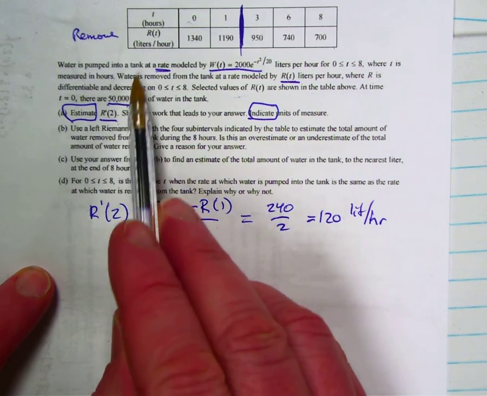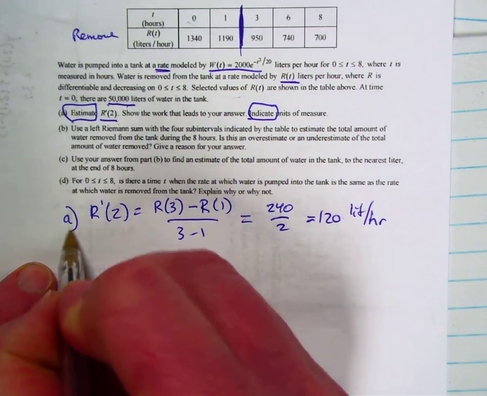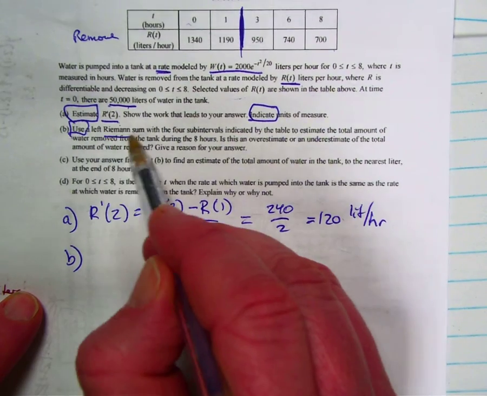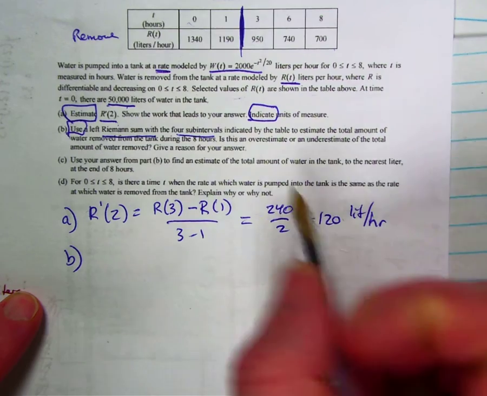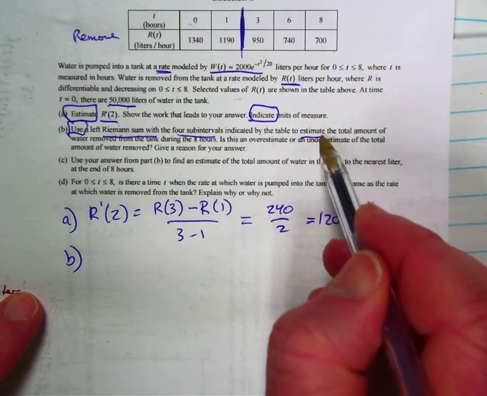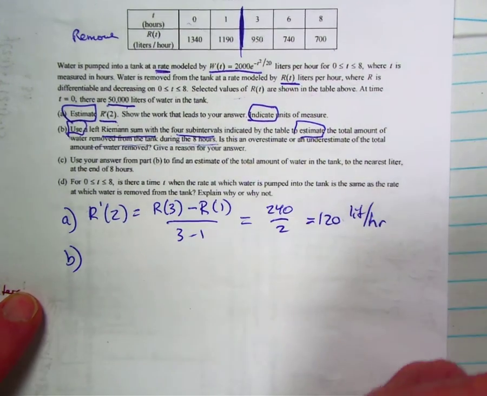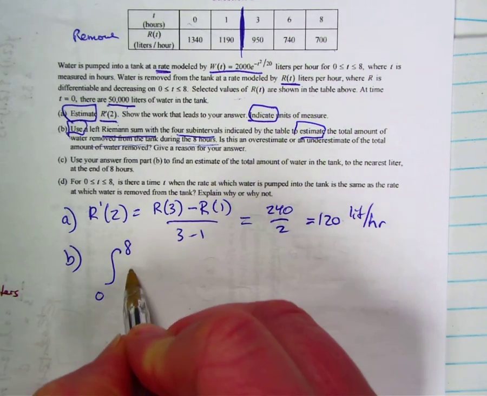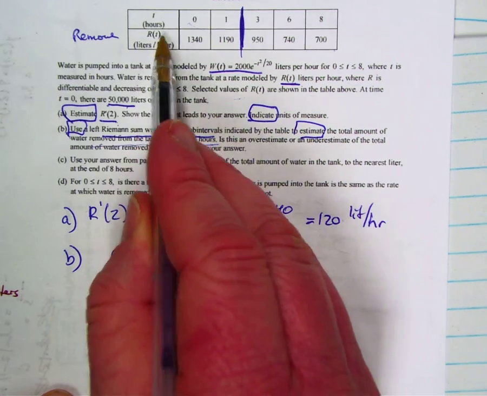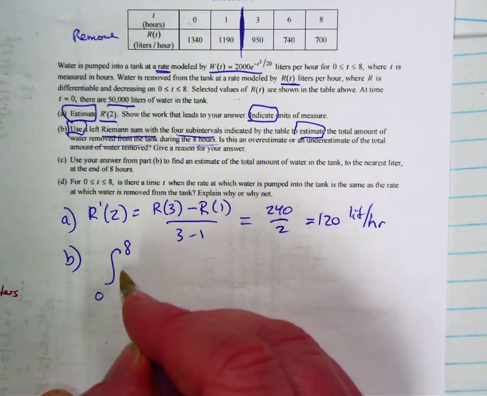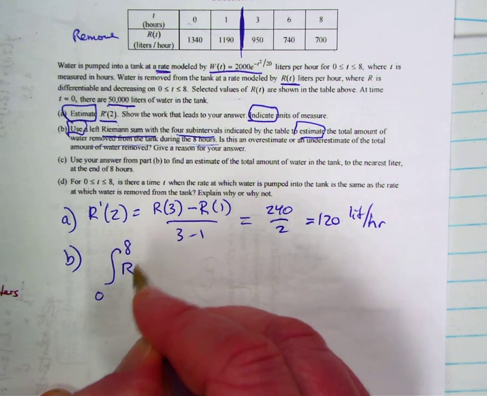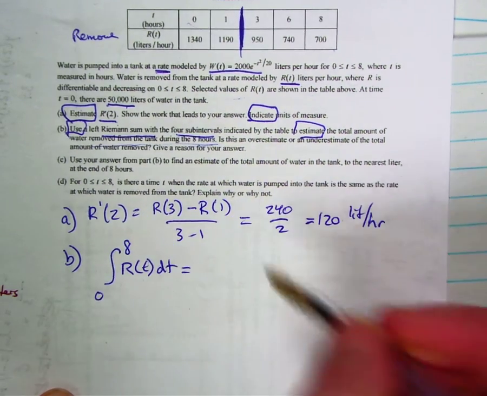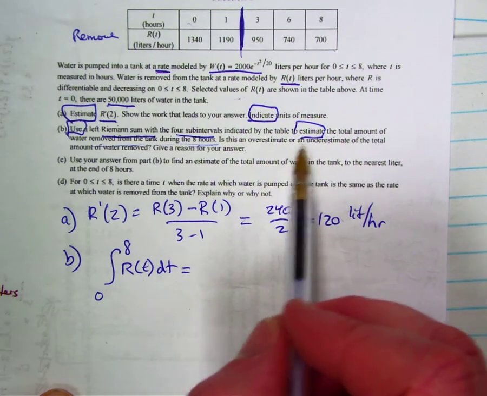Part B. Use a left Riemann sum, 4 subintervals. Now we haven't done Riemann sums for a while, but you know how to do it. And we're estimating the total removed from the tank during the 8 hours. So a Riemann sum is a totaling function. This is what's removed. If we're totaling what is removed, then we're going to add up all of those R of t dt's during that 8 hours. And it's going to ask you if it's an overestimate or underestimate. We're going to hurry up and not worry about that right now.